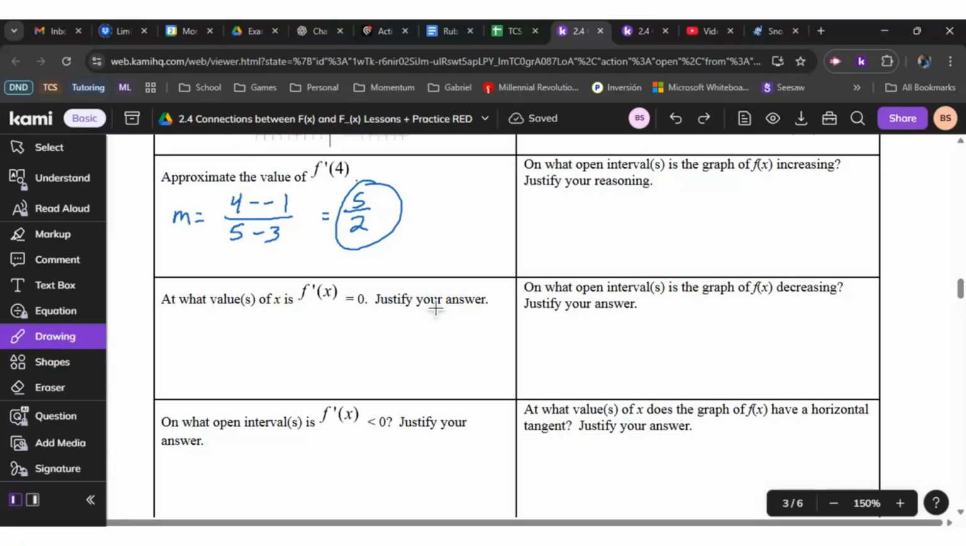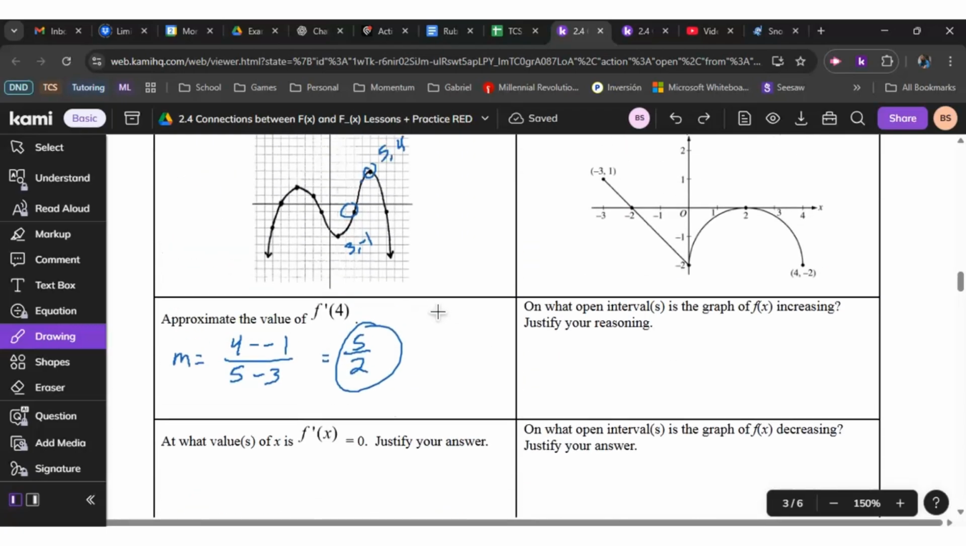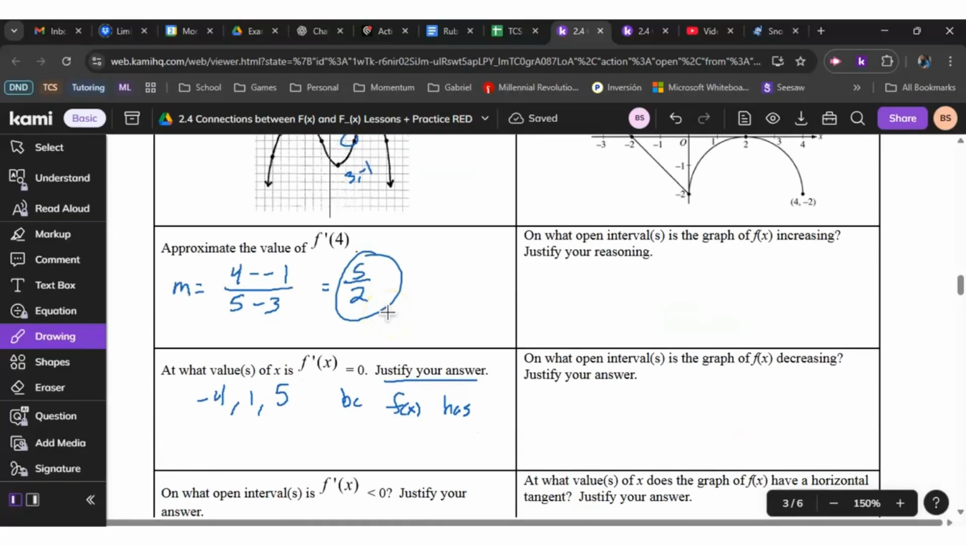All right. At what value of x is f prime of x going to have a 0? -4, 1, and justify your answer because f of x has what? Which, if we want to talk about all of them, we can say has critical points.